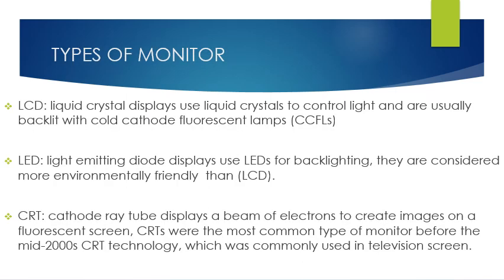So let's look at the types of monitor. We have LCD, which is known as liquid crystal display. It uses liquid crystal to control light and usually a backlight with a cold cathode fluorescent lamp. As we know, fluorescent lamps give light that is very white in nature. So with the help of it, we are able to visualize images and pictures. They use fluorescent lights to implement the LCD, the liquid crystal display.